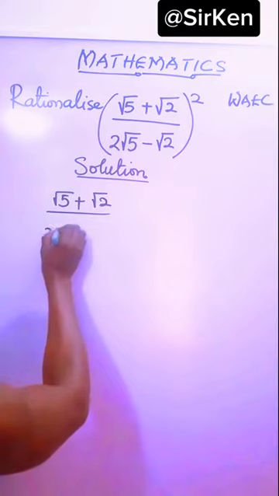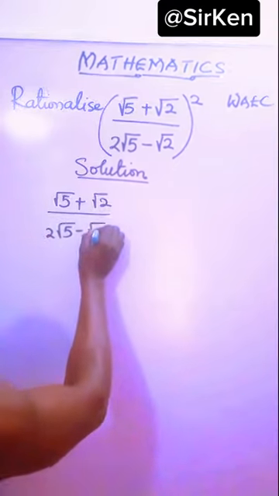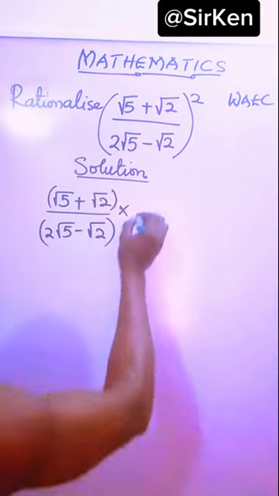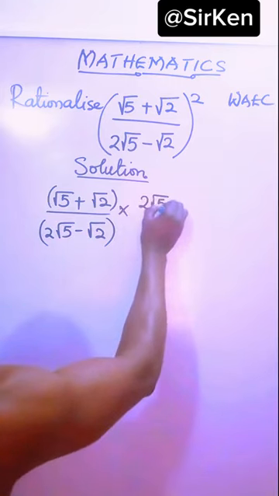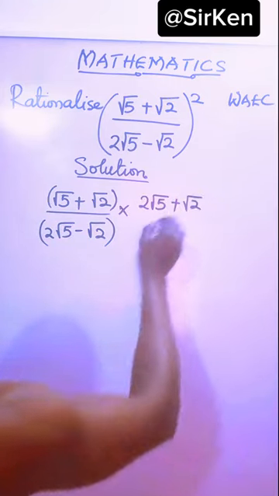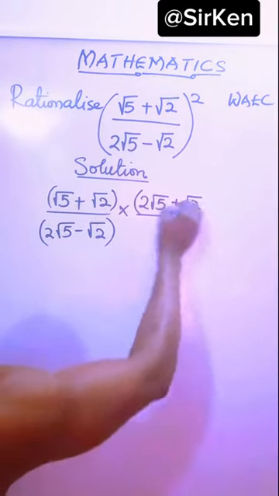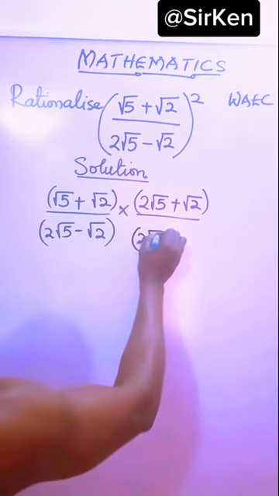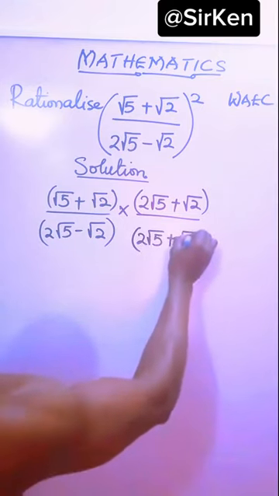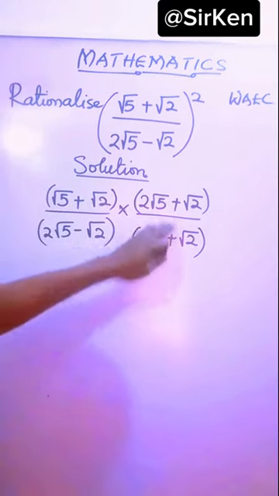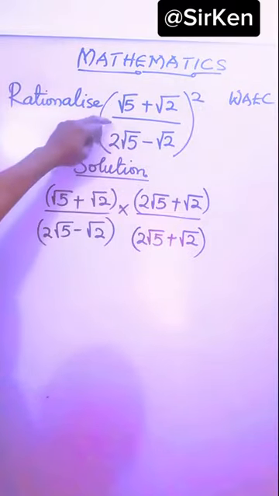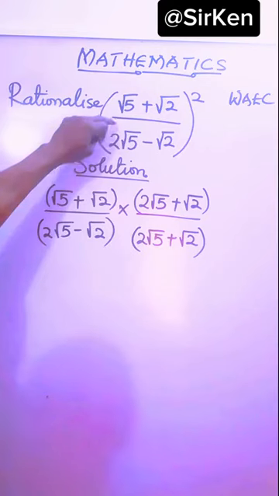over 2 root 5 minus 2 root 2 times, I will now multiply by the conjugate surd. The conjugate surd of this now is 2 root 5 plus 2 root 2 over. I'll multiply the numerator by the conjugate. I'll also multiply the denominator by the conjugate. I've said before, do not say this one cancels this, it will return you to the original question. Don't forget, I have not dealt with the square yet. I am trying to rationalize what's in the bracket first.